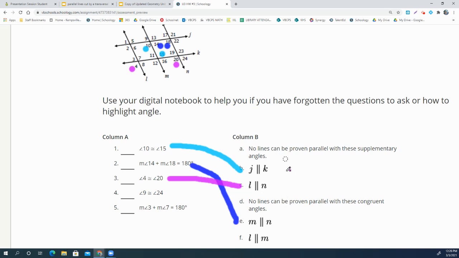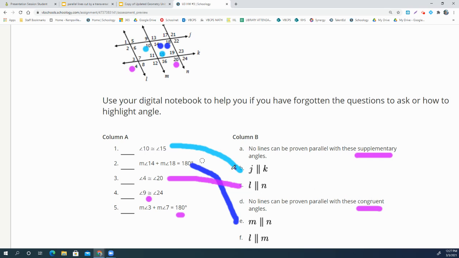That means we've got 2 more. Both of them are lines that can't be proven. One of them says supplementary and one of them says congruent. Okay. So see if you can finish up that problem.